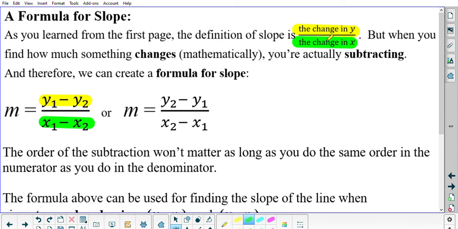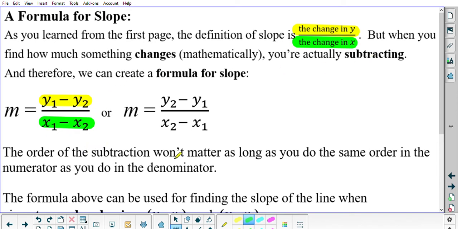I'm not actually recreating the wheel here, guys. I'm not making up something brand new. I'm applying the definition that we had on the 1st page. And understanding the word change mathematically means subtract, and that's where we can get these formulas from.